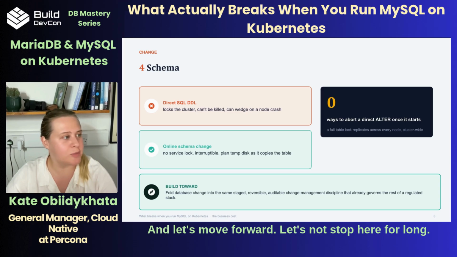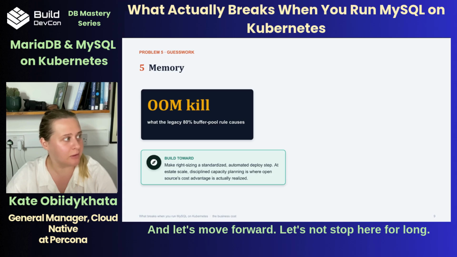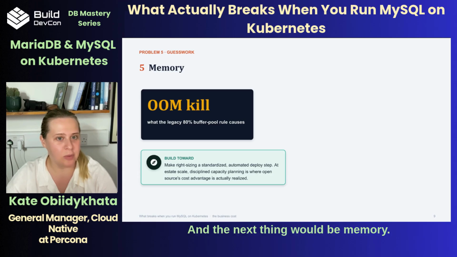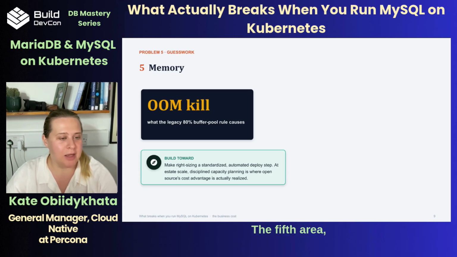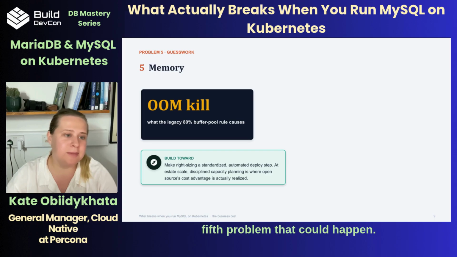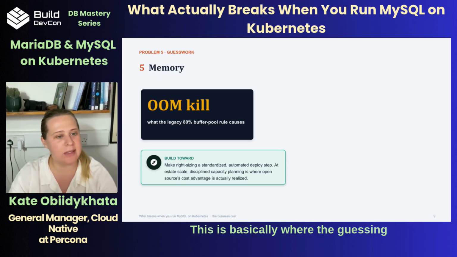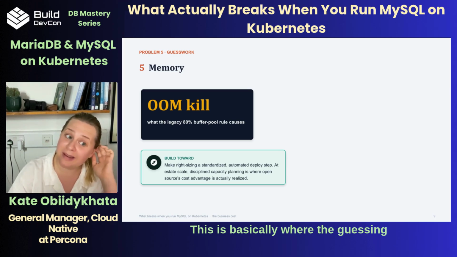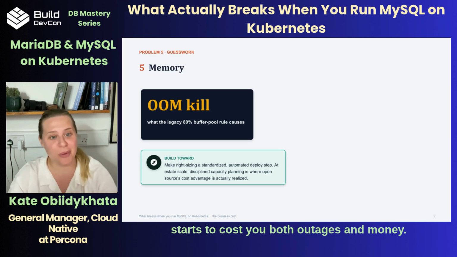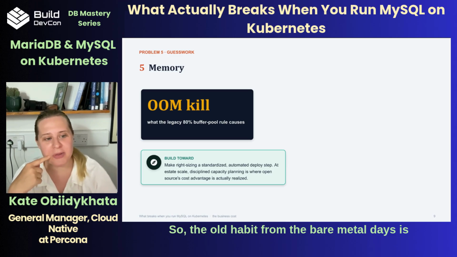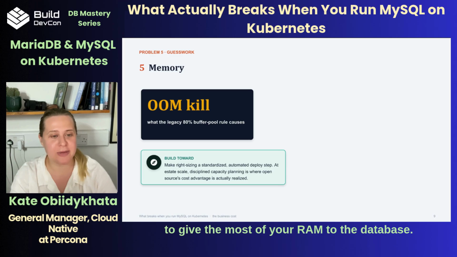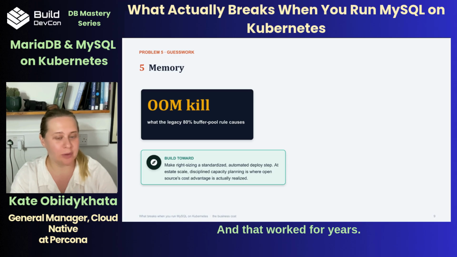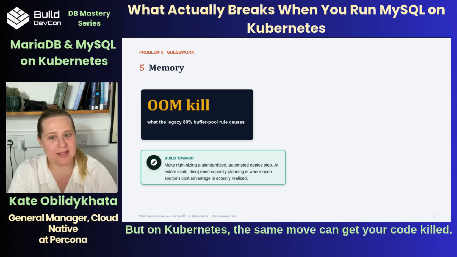And let's move forward. Let's not stop here for long. The next thing would be memory, the fifth problem that could happen. This is basically where the guessing starts to cost you both outages and money. The old habit from the bare metal days is to give most of your RAM to the database, and that worked for years. But on Kubernetes, the same move can get your pod killed.